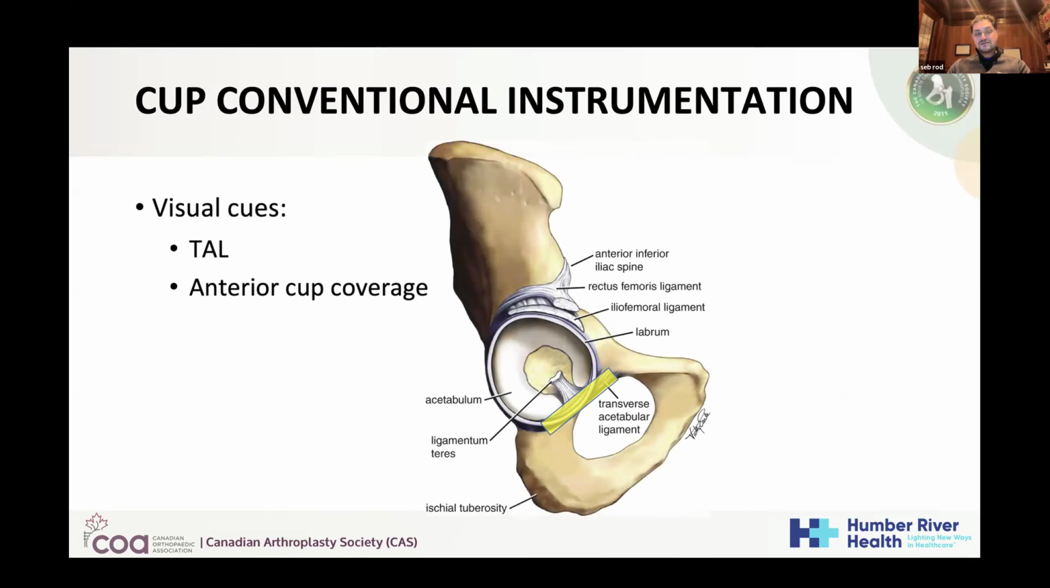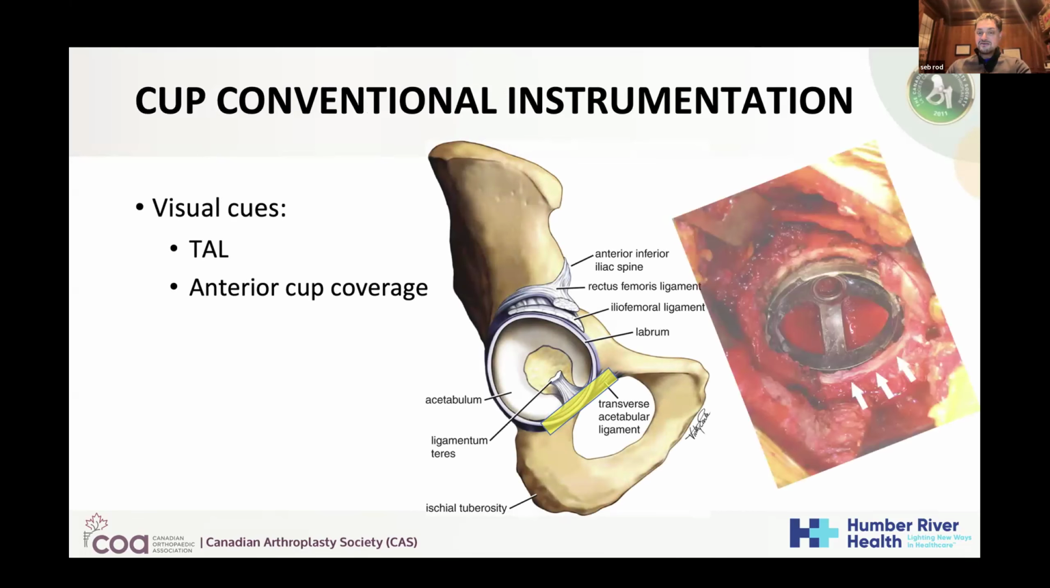And if we look at the cup generally, we are taught, if you're looking at it conventionally, and regardless of surgical approach, people talk to you about visual cues. The transverse acetabular ligament, where that lies, that should dictate your anteversion and how you can assess anterior cup coverage. As you can see here, there's your transverse acetabular ligament, nicely in parallel with the inferior portion of the cup, and gauging where your cup is when you're placing this.